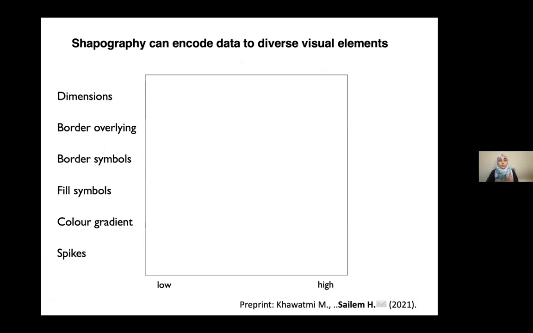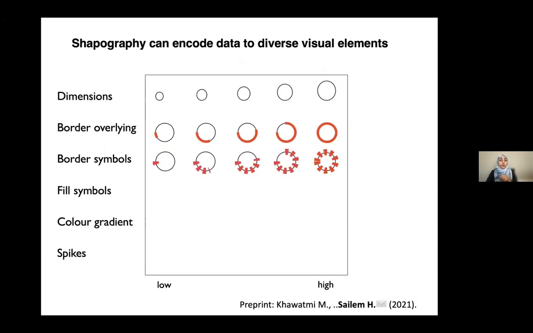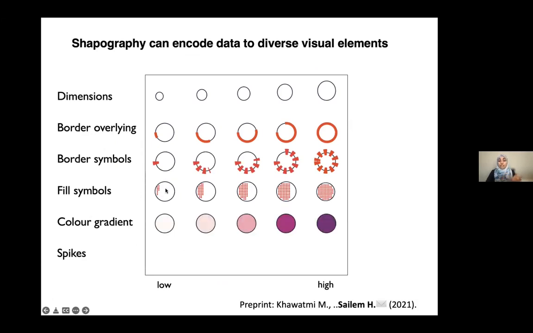So how it works is basically once you create an object, you can map multiple numerical data you choose. It's very flexible and customizable. You can change the dimensions based on the variable value, or overlay the object with a thick line or with symbols, or fill the object with symbols depending on the variable value. You can change the color also depending on the variable, and there are spike elements that also go around depending on the variable value.